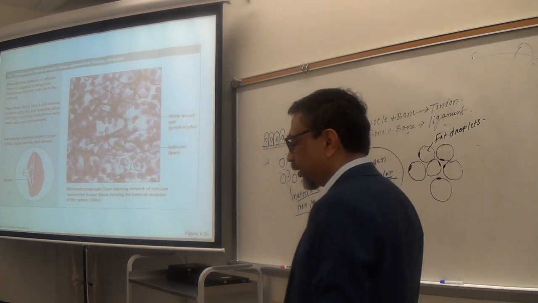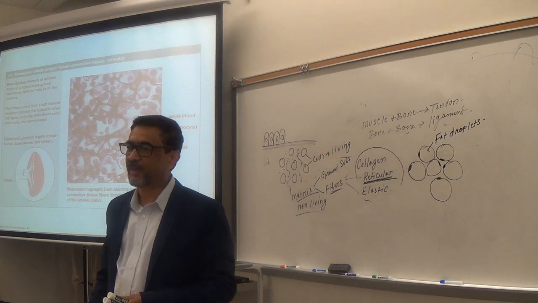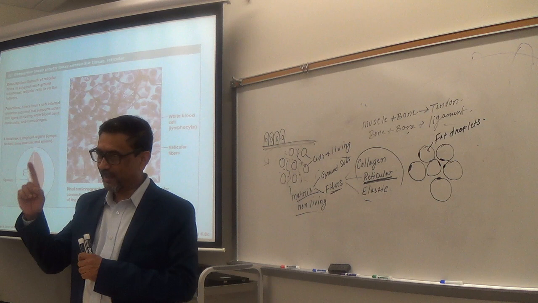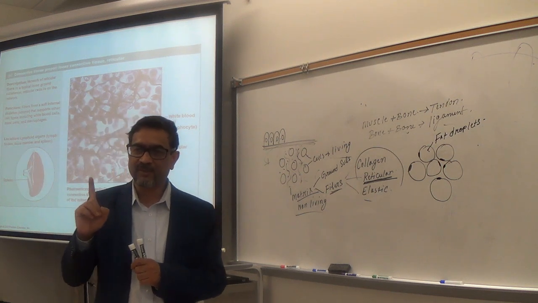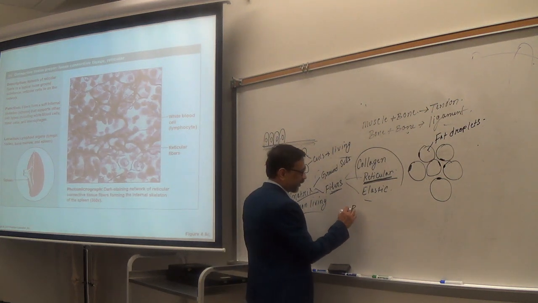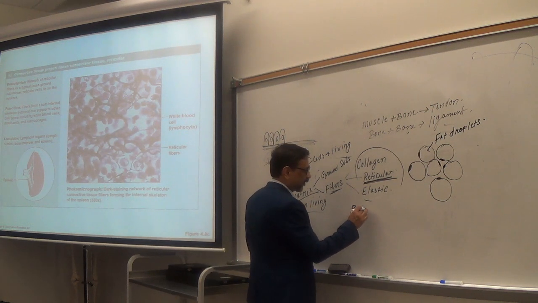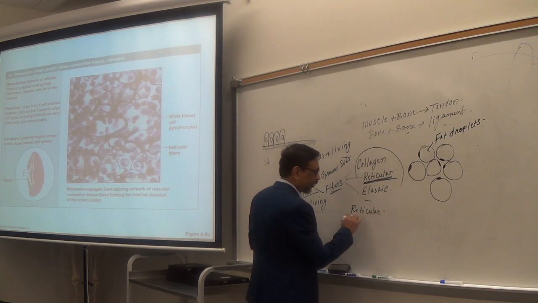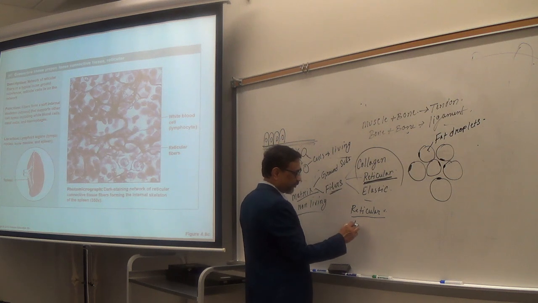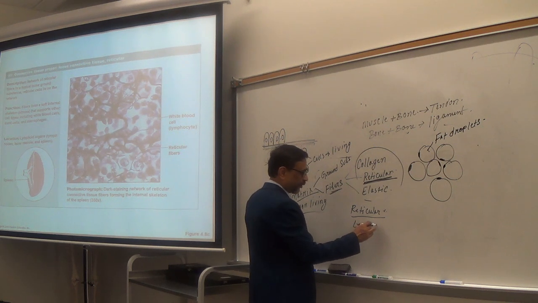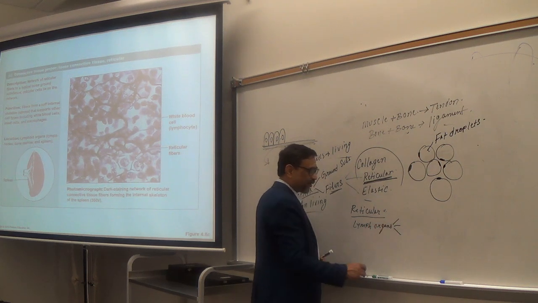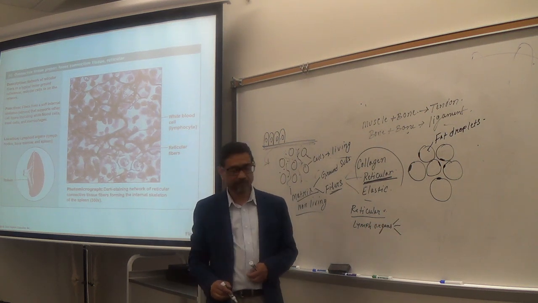Just know that where you will find the reticular type of loose connective tissue proper is in lymph organs. Number one, write it down, lymph organs. So reticular connective tissue is present in lymph organs. Anybody? What are the lymph organs in your body?